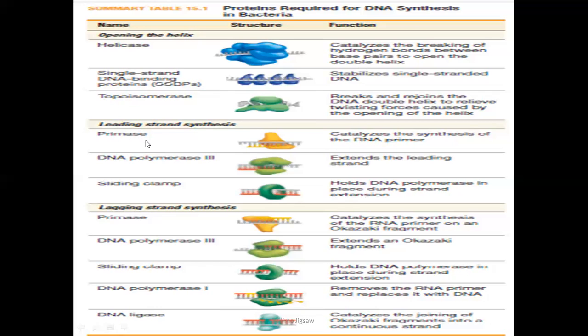Remember we have the primase. Primase on the leading strand is going to catalyze the synthesis of the RNA primer. Remember the leading strand only has one RNA primer. And then primase on the lagging strand is going to synthesize RNA primers on the lagging strand. So primase catalyzes the synthesis of the RNA primer on an Okazaki fragment. Then we have topoisomerase. Remember, topoisomerase prevents the supercoiling of the DNA molecule.